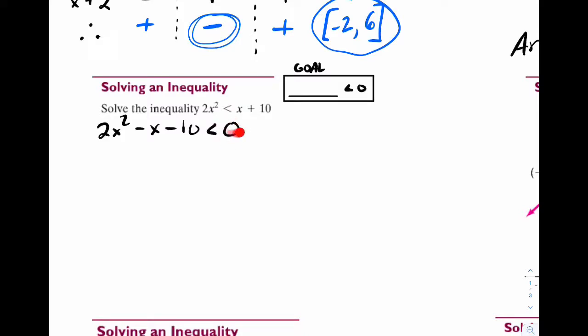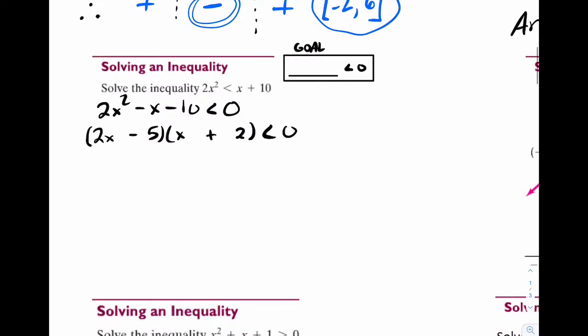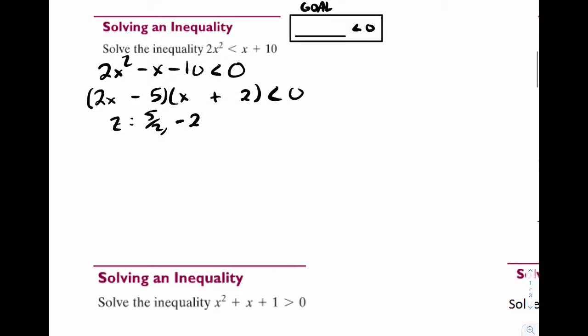Once you have this 0 here on one of the sides, now you factor. Okay, so let's factor that. We're going to write 2x and x. Hopefully you remember factoring from your last Algebra 2 class. This should be 5 and 2, minus and plus. From here, we're going to find the zeros. That would be 5 over 2, negative 2.